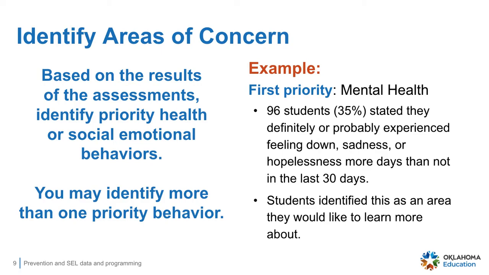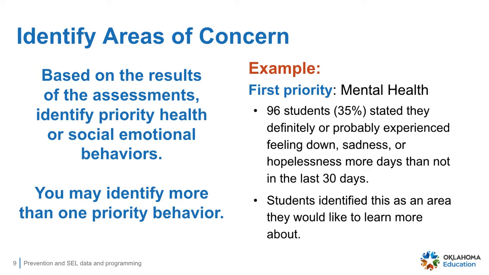After assessing your students, you can identify areas of concern based on the results. It is likely that you will identify more than one priority health or social emotional behavior. Like in the fidelity and outcomes data lessons, you should identify the area of concern precisely. Here is an example of how one school used precision to identify the problem.